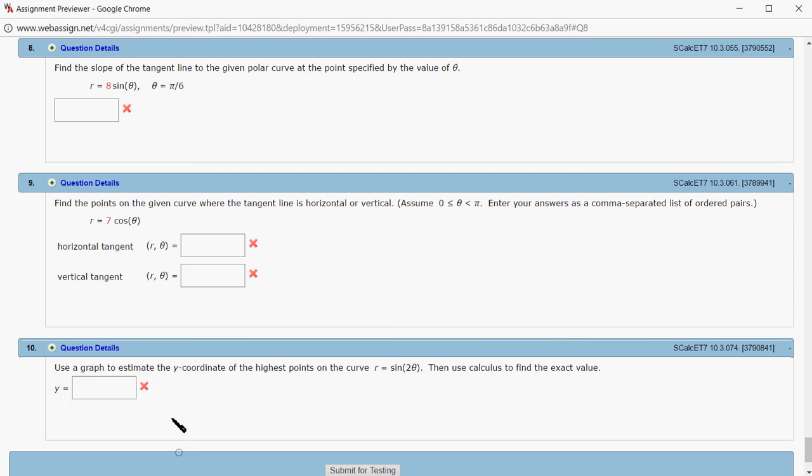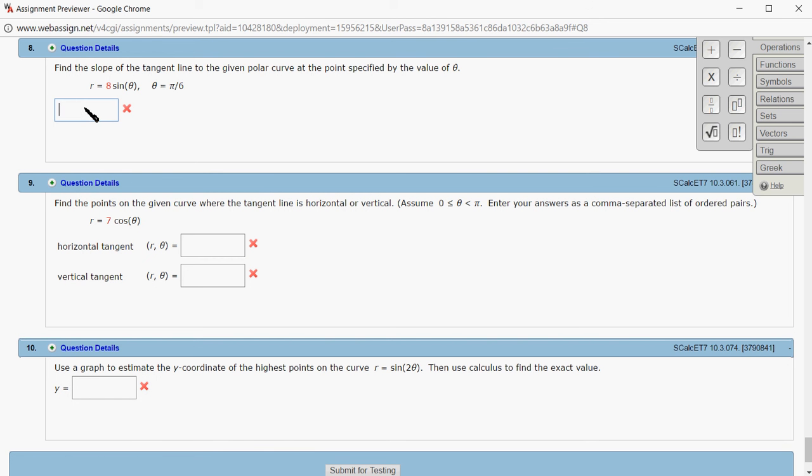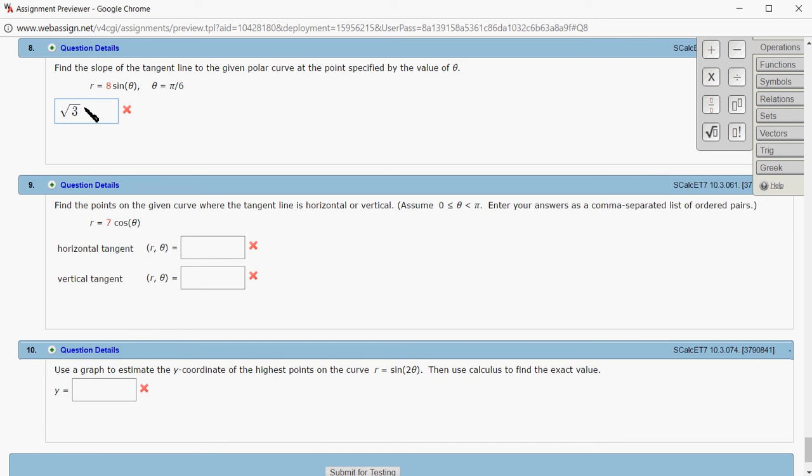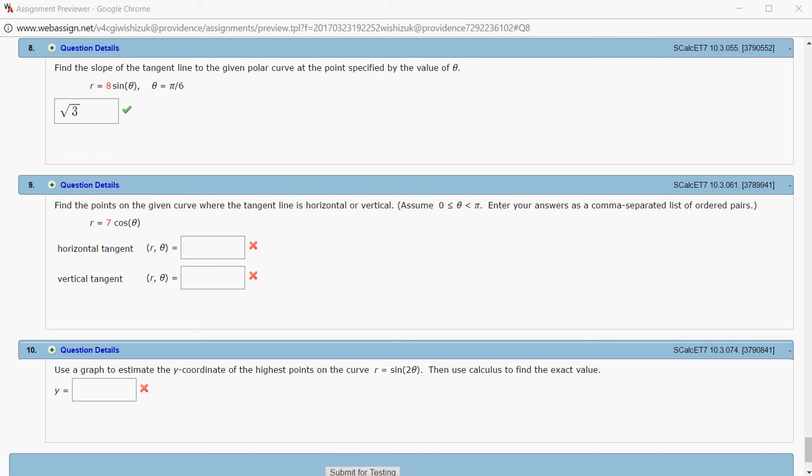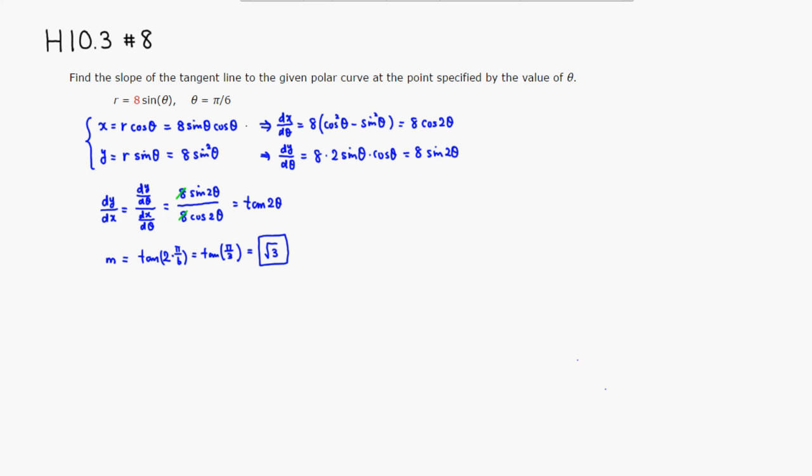So let's type that in. We got the square root of 3. All right, let's submit for testing. I came back and it looks like we got this one correctly. That's it. I hope that this was clear.